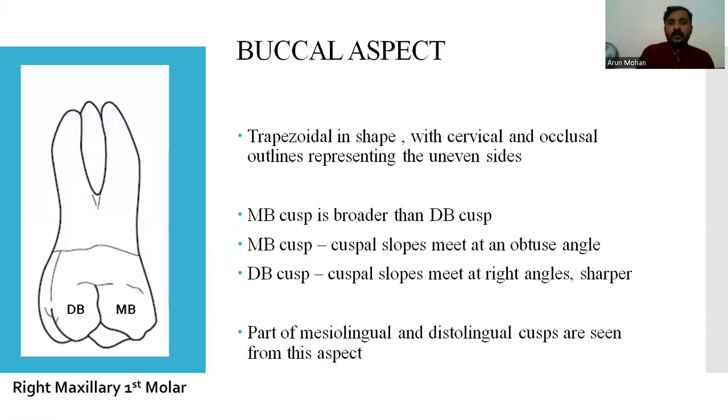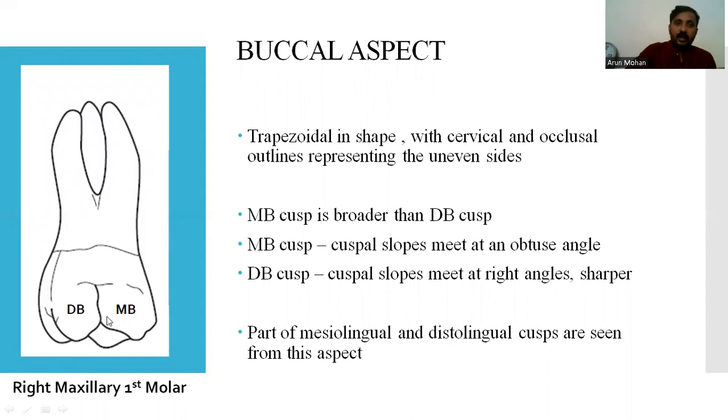First, we'll discuss the buccal aspect of the maxillary first molar. The buccal aspect has a roughly trapezoidal shape, with the cervical and occlusal outlines representing the uneven sides, and the mesial and distal sides being almost equal in length. So it is roughly trapezoidal in shape.